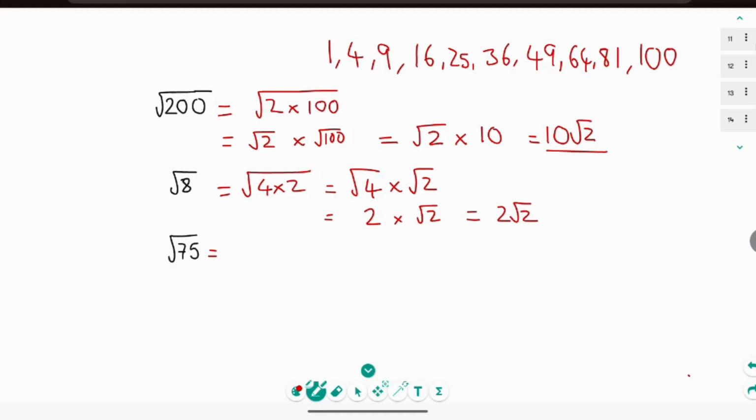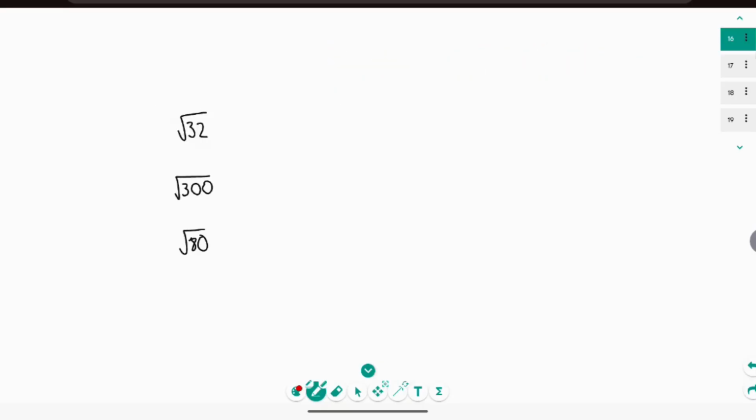Root 75. Highest square number, 25. Okay, let's split that up now to root 25 times root 3. Root 25 is 5. 5 lots of root 3, we write as 5 root 3. Okay, have a go at these 3, see how you get on.